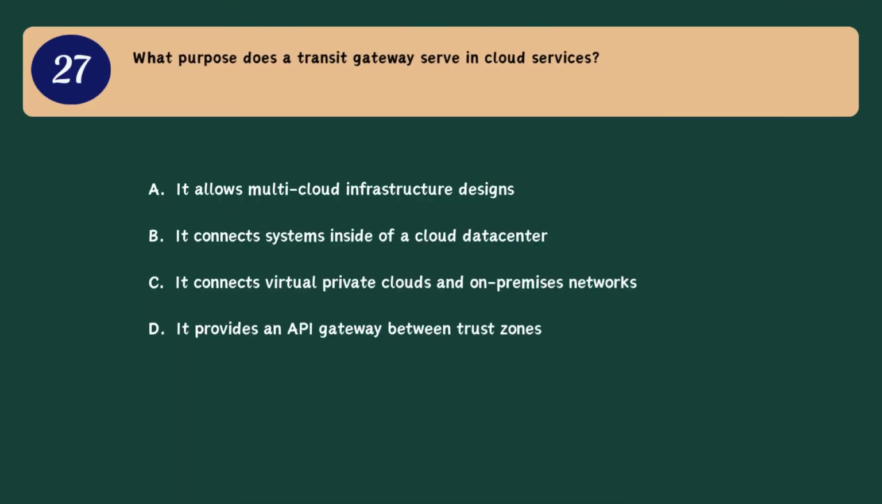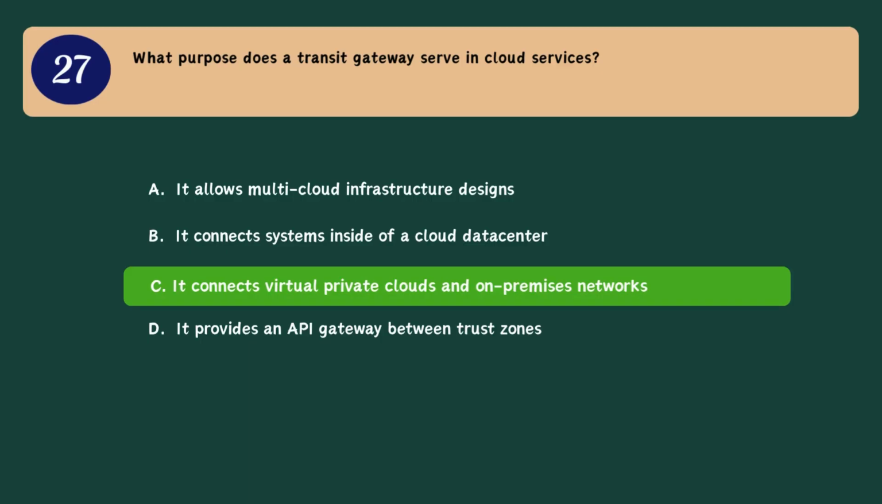Question 27. What purpose does a transit gateway serve in cloud services? A. It allows multi-cloud infrastructure designs. B. It connects systems inside of a cloud data center. C. It connects virtual private clouds and on-premises networks. D. It provides an API gateway between trust zones. Correct answer. C. It connects virtual private clouds and on-premises networks.